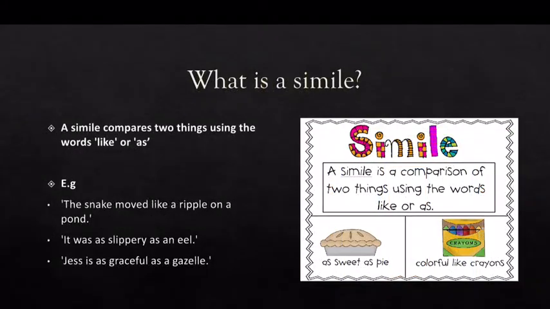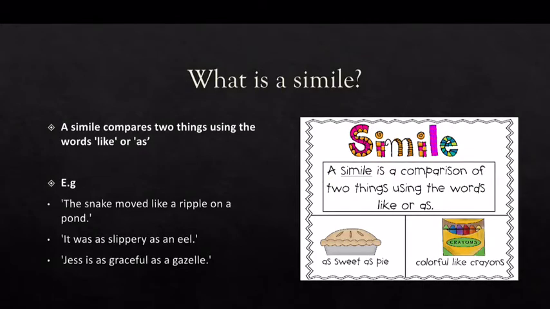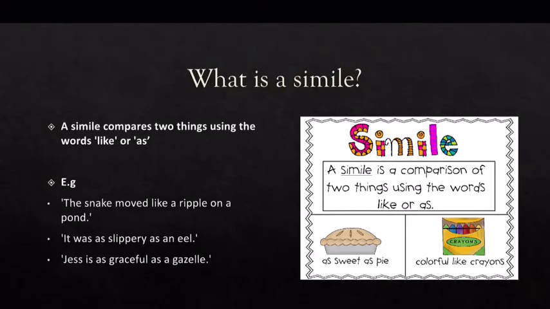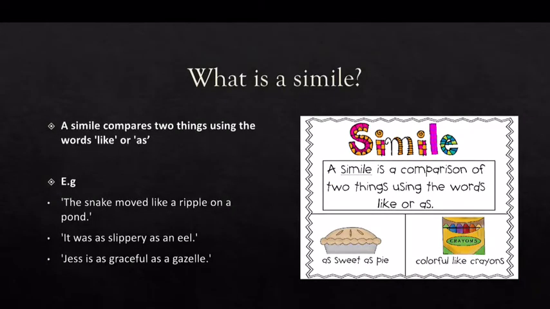Now we're going to look at similes. So what is a simile? A simile compares two things using the words like or as. So if you look at the picture at the right hand side here, you're describing something as sweet as pie.